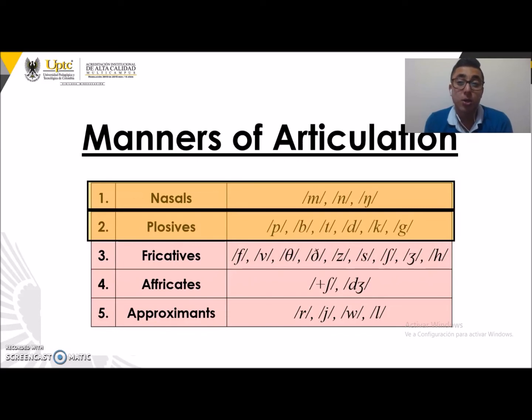Later, the second one, I think it's going to be a little bit harder because there are some consonant sounds which are not familiar to us. We don't really know the way in which they are pronounced. So in that sense, the second video I think is going to be a little bit more interesting, and at the end, affricates and approximants as well.